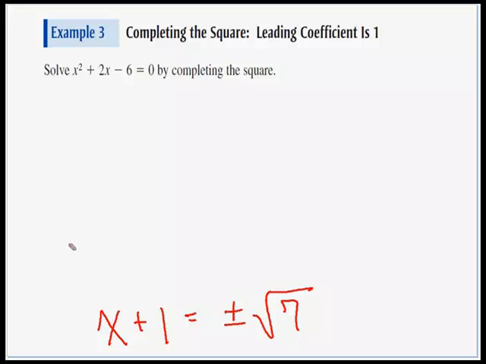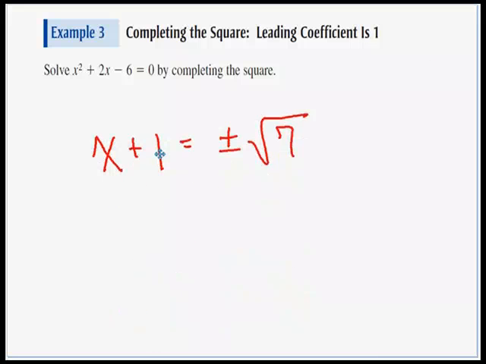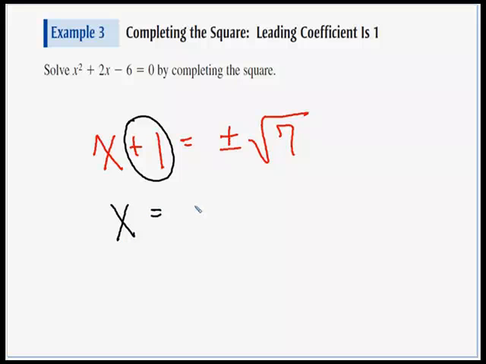And we're going to solve for x, so we're going to subtract 1. Okay, we're solving for x, so we're going to subtract 1 from each side. I'm going to subtract that 1 out of there. Now it's x equals negative 1 plus or minus the square root of 7. Again, that plus or minus means two separate solutions. Negative 1 plus the root of 7, and again with negative 1 minus the root of 7.